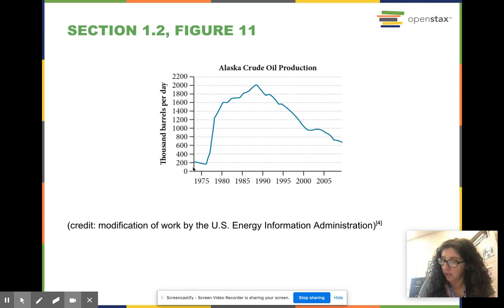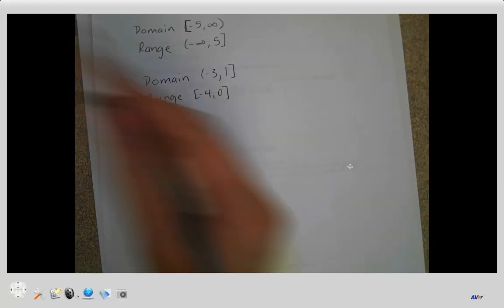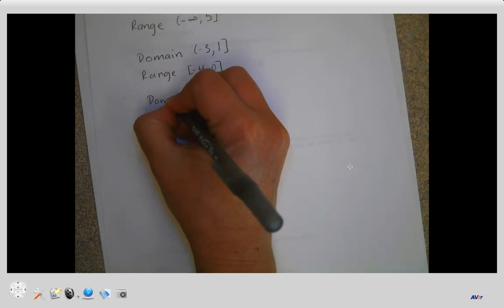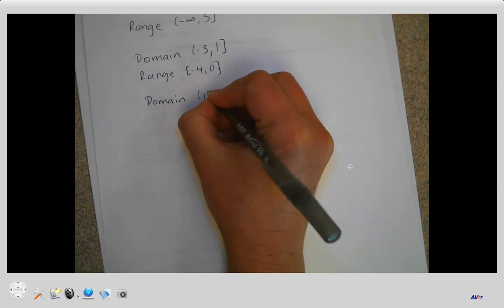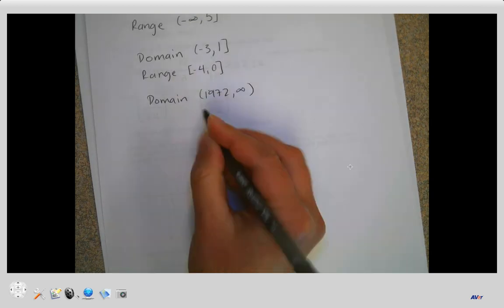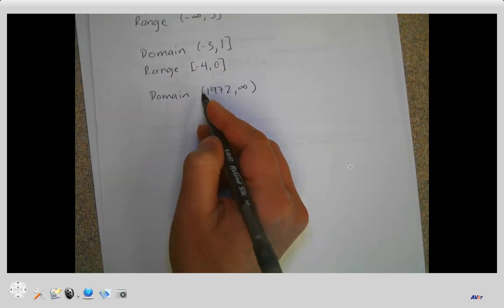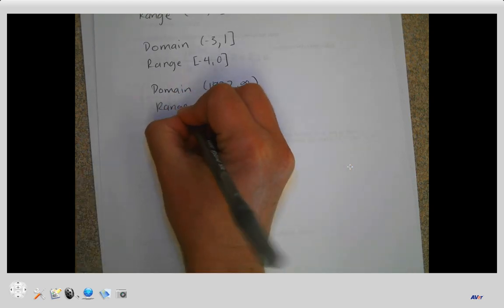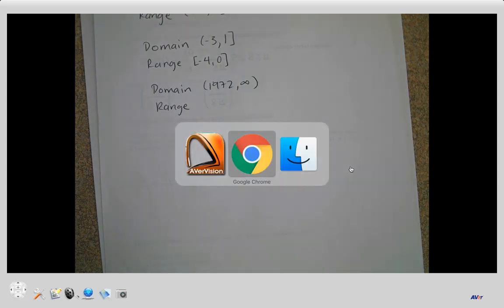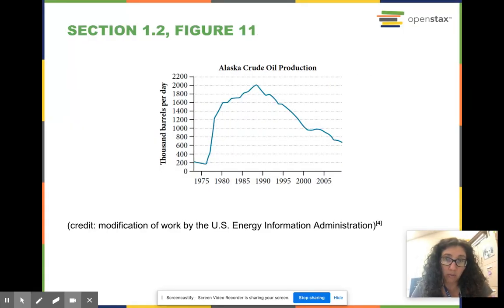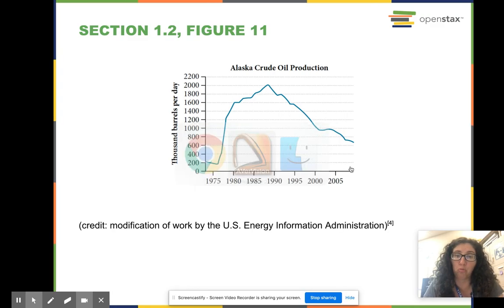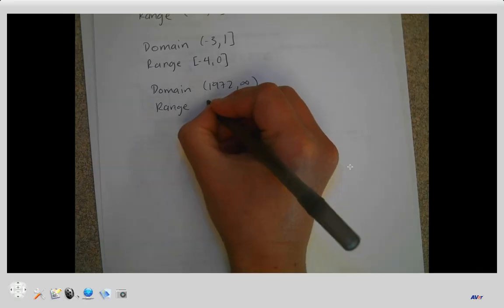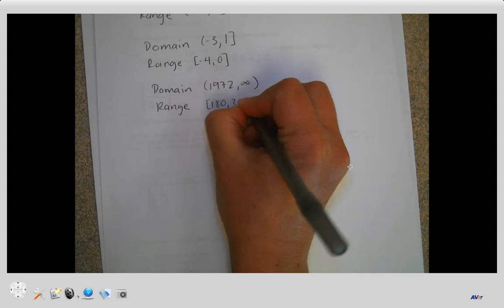So the domain is going to go from 1972 to infinity. And I don't know if this should be a curved or square bracket. It's a little bit hard with an applied problem like this. But let's look, the range is going to go, let's say, from 180 up to 2002. And we're just estimating there. Let's say inclusive. Okay.